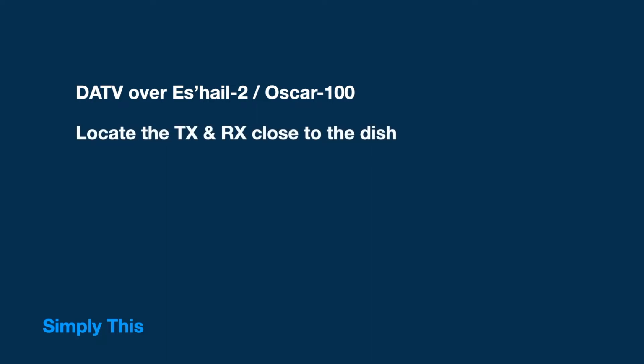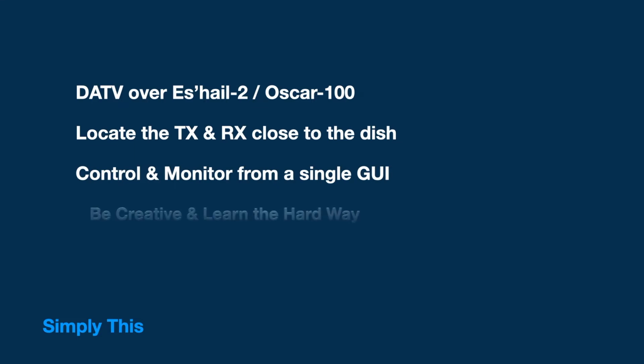It's a penthouse apartment, so it's got a nice roof terrace, which is where I want to put the transmitter and receiver close to the dish. I want to control and monitor it from a single GUI. I want to be creative and learn the hard way. Now, I do like being creative. For some strange reason, I always seem to choose the hard way.